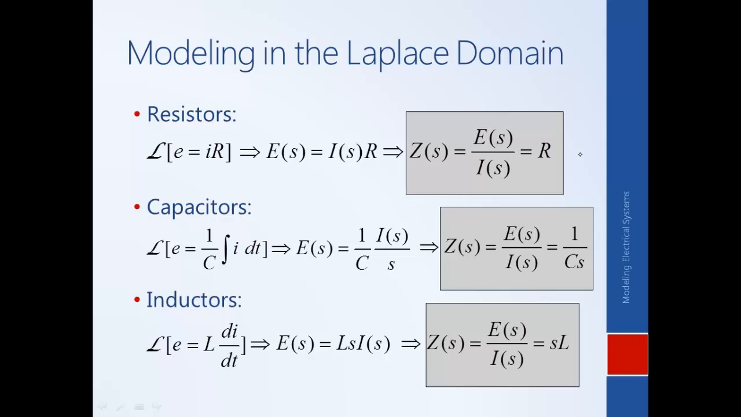So in essence, we just need to memorize these three properties, or these three definitions of complex impedances for our three different types of components. But also keep in mind that we're implicitly assuming something when we did this. What we're assuming is that the initial conditions are zero. So when we took the Laplace transform of this derivative, we're assuming that the current through the inductor was initially zero. And when we took the Laplace transform of this integral, we're assuming that the initial value of the integral was zero. That is, there was no initial charge on the capacitor.